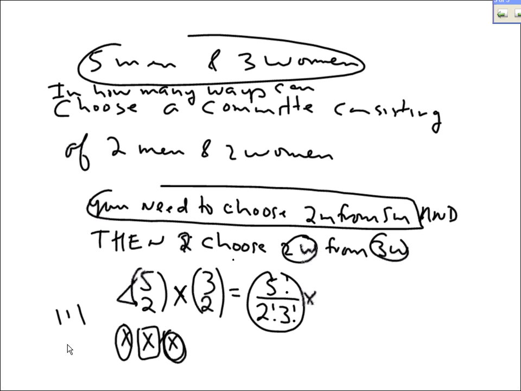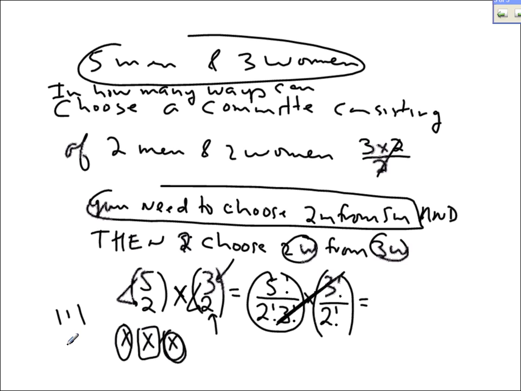You want to write it out? This is 3 factorial. That's 2 factorial. 3 minus 2 is 1. Factorial is 1. I won't bother doing that. But this is 3. After all, 3 factorial is 3 times 2, and 2 factorial is 2. It's 3.